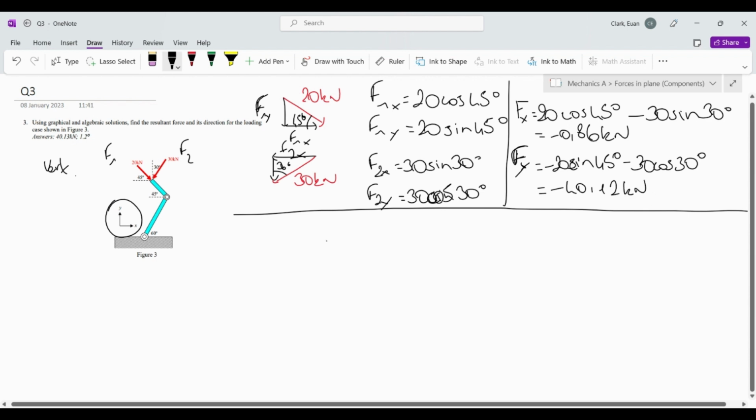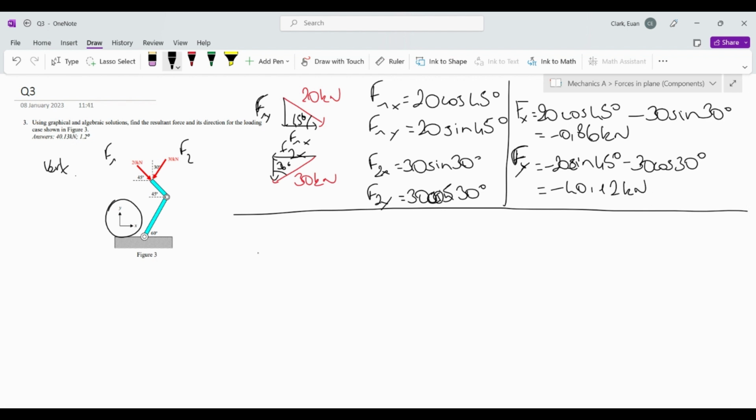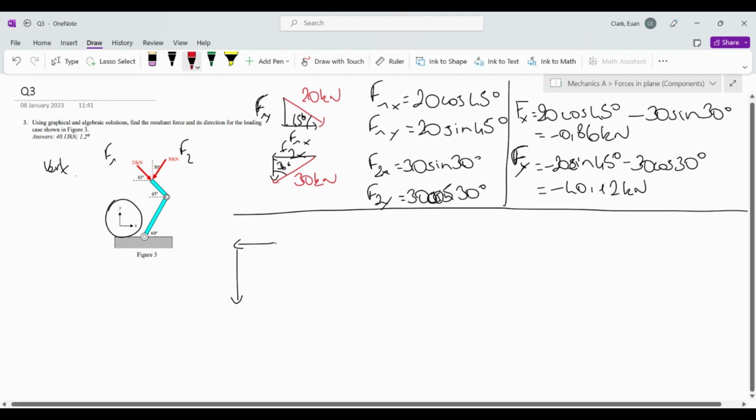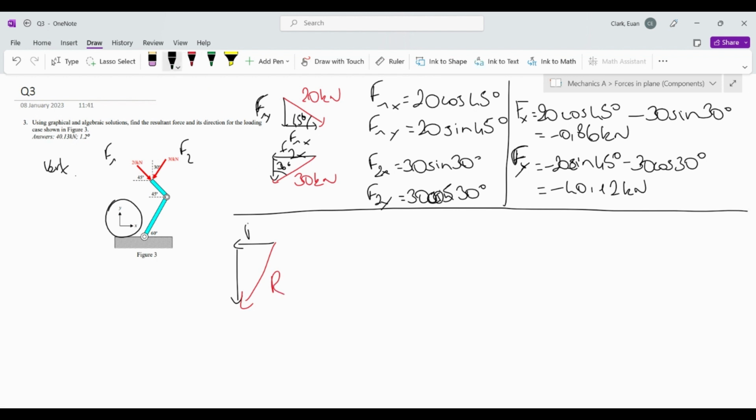Fantastic. Now let's draw these two forces. So it's going to go to the left and down. There we go. And that's going to be the resultant. So this is going to be Fx, which is negative, and Fy. Now we want the angle to the vertical. So it's going to be this angle here. Let's call it alpha.